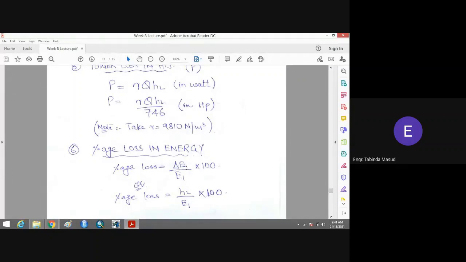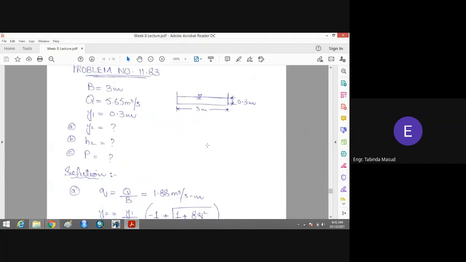What is the energy loss? Again, we have these equations: delta E divided by E1 into 100, or HL divided by E1 into 100. So we can find the percentage loss in energy. This is problem number 11.83 from your Franzini book.